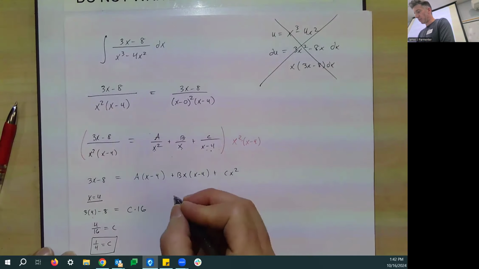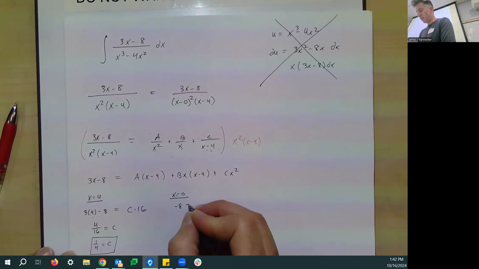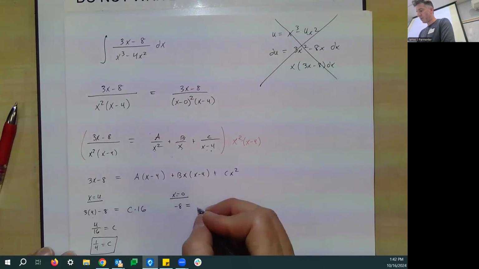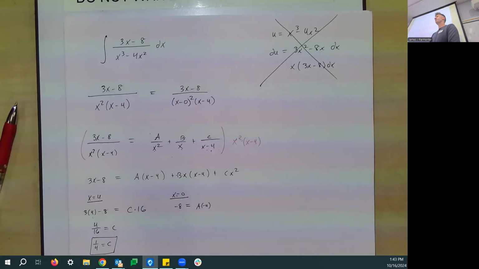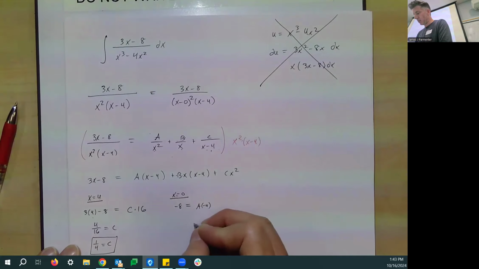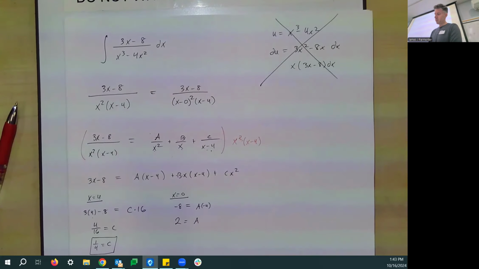So we're going to pick x equal to 0. On the left, we're going to get negative 8. On the right, we're going to get a times negative 4 plus b times 0 plus c times 0. Usually, if you're picking a convenient value, everything except for one term on the right side is going to be 0. And then a is going to be negative 8 divided by negative 4, which is positive 2.